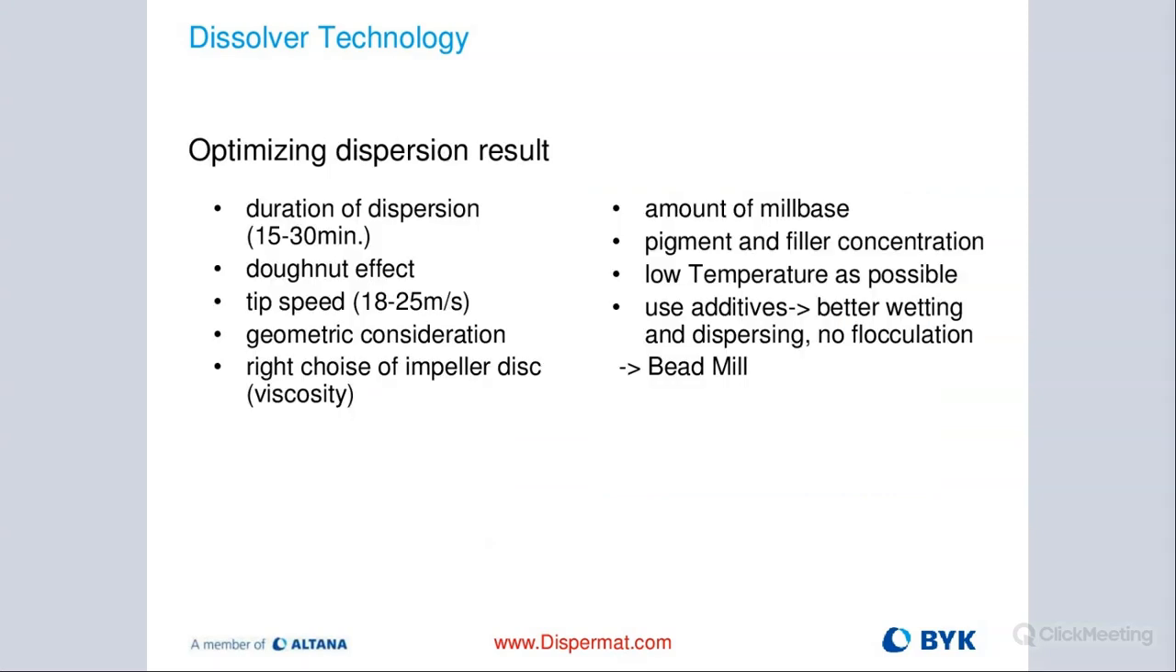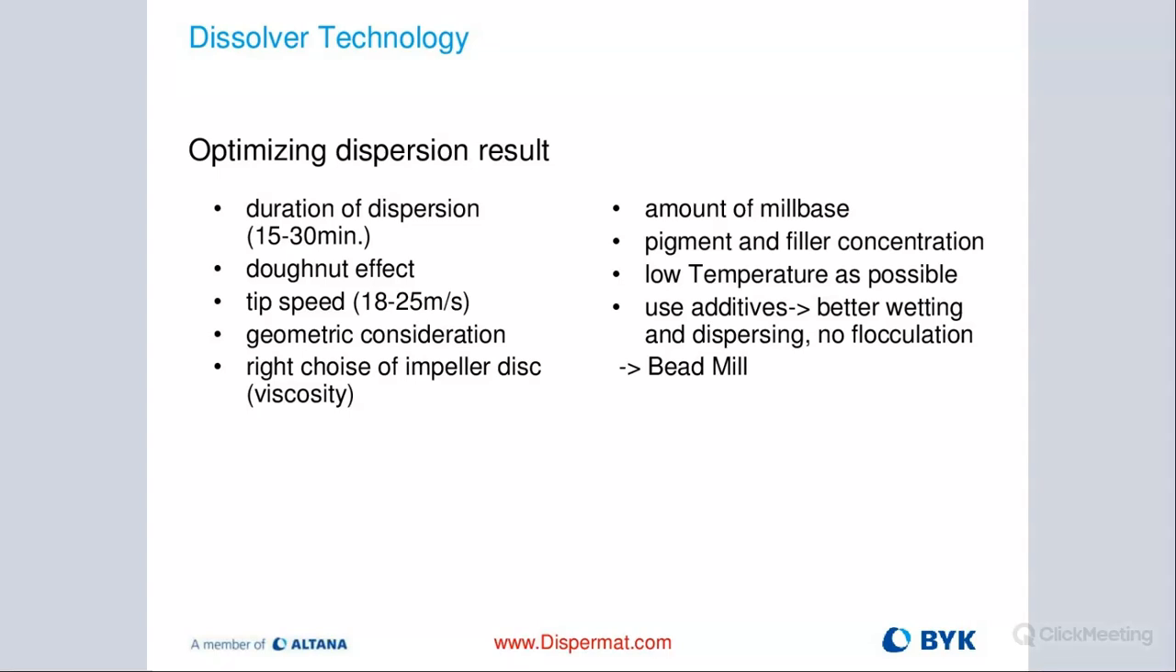So here, just a few takeaways, very important. The duration of how long we disperse: about 15 to 30 minutes on average. You want to have a donut effect ideally, but it's not a must. But what is critical is the tip speed, 18 to 25 meters per second. Anything lower than that, you're not really optimizing. It's much more difficult to get a good dispersion result.